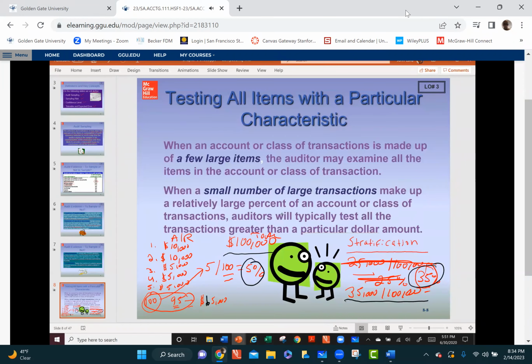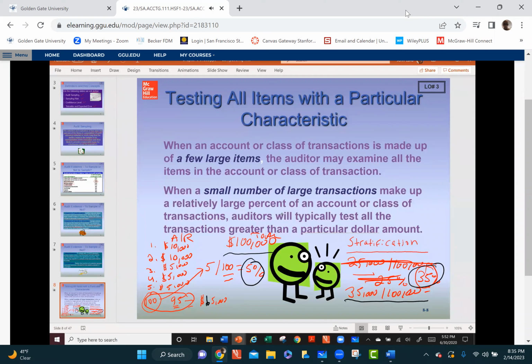Now, does that mean that we ignore the remaining 95 items? No, for the remaining 95, we'll probably pull a sample, send out confirmation letters to whatever the sample size would be for those remaining 95, and both that stratified piece of the population plus our sampling piece together would be used to help us form our conclusion about whether the occurrence assertion was fairly stated in the financial statements, the accounts receivable account. Any question on that? Okay, that's called stratification.